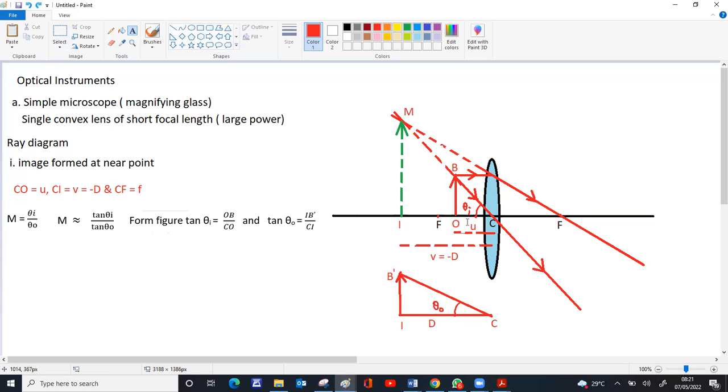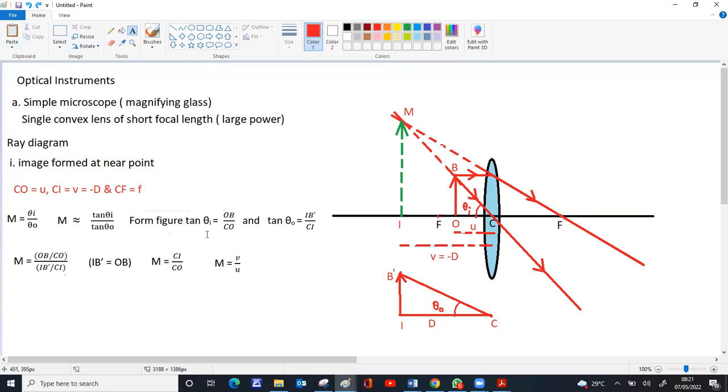Now, finding tan theta I and tan theta O from the diagram. Tan theta I will be using this triangle OBC: tan theta I will be OB by OC, and tan theta O will be IB' by CI. Substituting, IB' is actually the same as OB. We just transferred it and gave a different point, B', so OB is the same as IB'. It's just the object transferred to another location. So IB' and OB get cancelled. It becomes CI by CO. CI is V, we'll give the minus D later, and CO is U. So it comes as V by U.